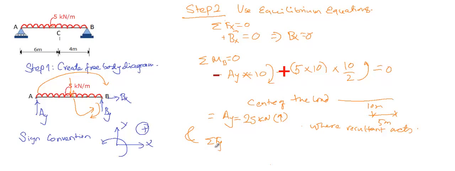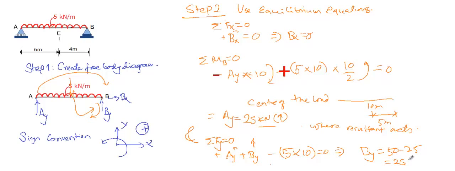Now the third equation of equilibrium, Fy equals 0, which is summation of vertical forces in y direction equals 0. We have vertical upward positive, so AY acting upward positive, BY also acting upward positive, and 5 times 10 kilonewton of uniformly distributed load, which is acting downward negative. So substituting the value of AY equals 25, we get BY equals 50 minus 25, which is 25 kilonewton.